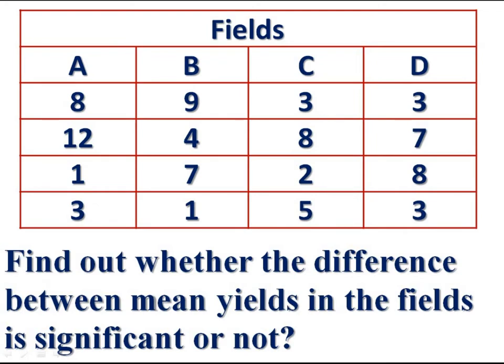This is the question. We have to analyze the mean yield of fields, and yield of fields are given in column in the question. Therefore, there is no need of rearrangement of the table.